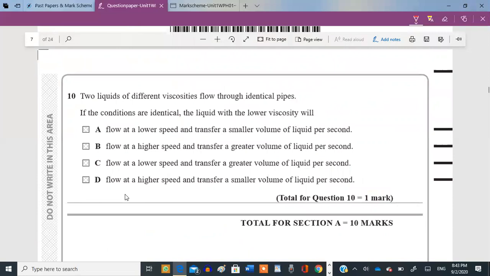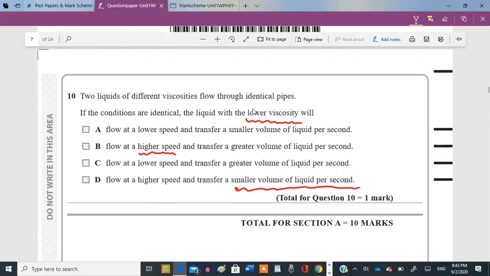Number 10. Two liquids of different viscosities flow through identical pipes. If the conditions are identical, the liquid with the lower viscosity will, lower viscosity means lower fluid friction. So what will happen to it? It will flow at a lower speed and transfer a constant volume of liquid per second. It will flow at a higher speed and transfer a greater volume of liquid per second. It will flow at a lower speed and transfer a greater volume, or it will flow at a higher speed and transfer a smaller volume of liquid per second.